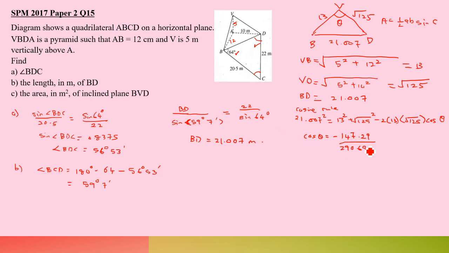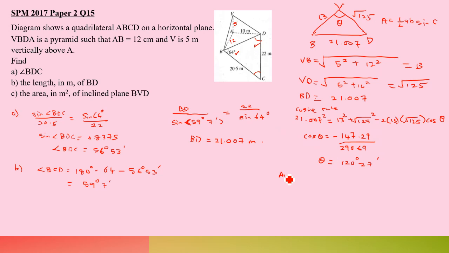From here, when you calculate this, can you see the negative? If you put it in your calculator, the negative straight away gives you an obtuse angle. So this gives you an obtuse angle, it must be more than 90 degrees. So your theta will be 120 degrees and 27 minutes. So done with theta, now we can apply the formula for area.